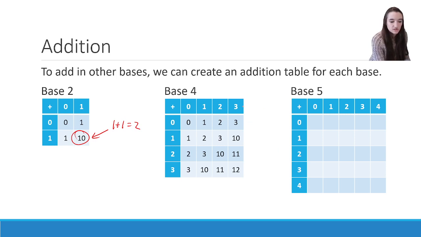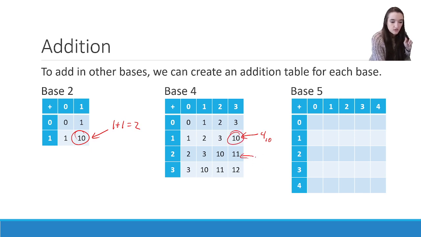Then for a base 4 table, we get 0 plus 0 is still 0, 0 plus 1, 0 plus 2, 0 plus 3. Those are all fine. Everything's fine until we get up to, for example, 3 plus 1. 3 plus 1 is 4, but what is 4 in base 4? Well, 4 in base 4 is 10 because, again, it's how many 4's until I get to 4 and what's left over? It's 1 four with 0 left over. 1 0 gives me 10.